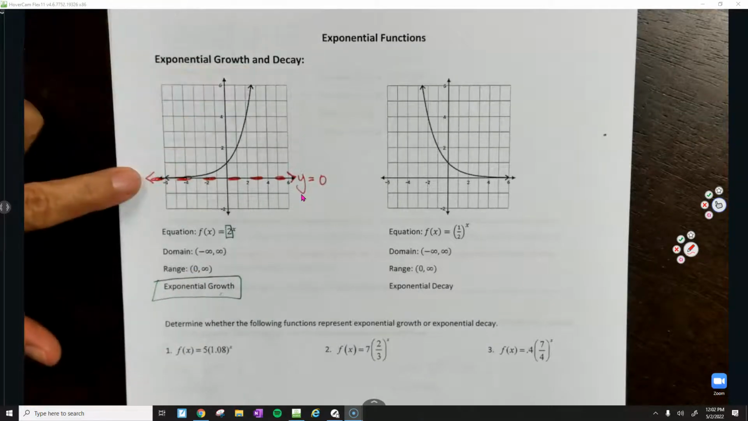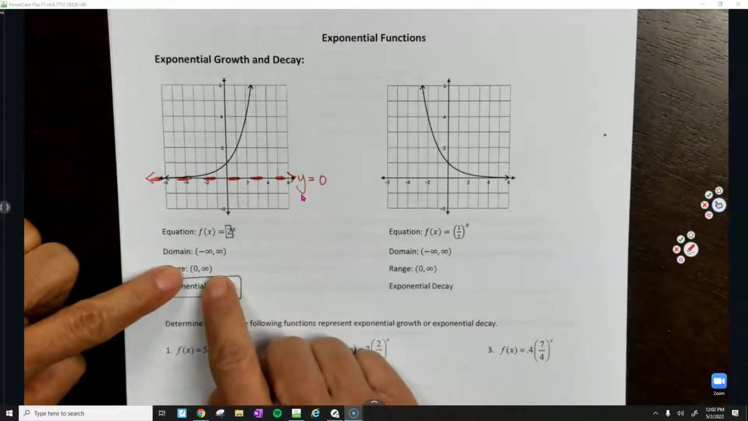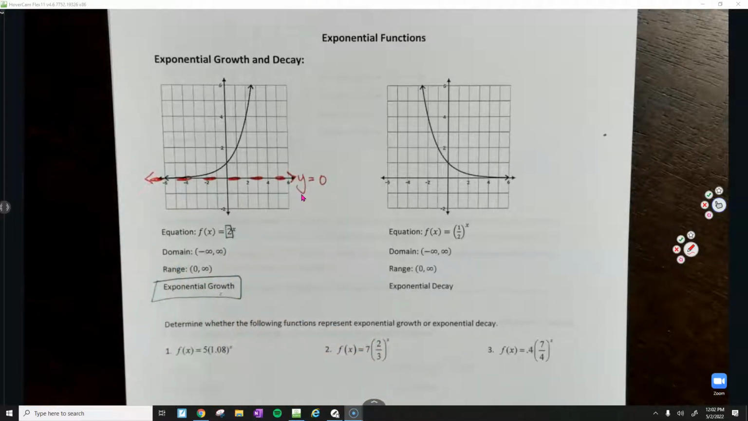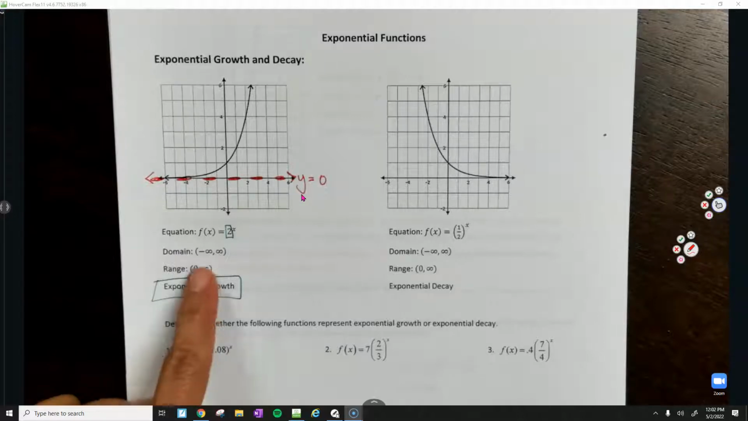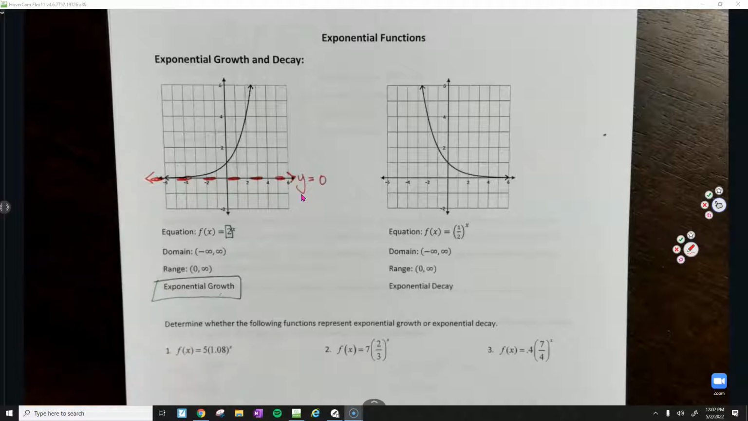Now it does approach this, but it's never going to touch it. So your domain and range are never going to have brackets. We're never going to include values because it's either infinity or it's an asymptote that's included on that.